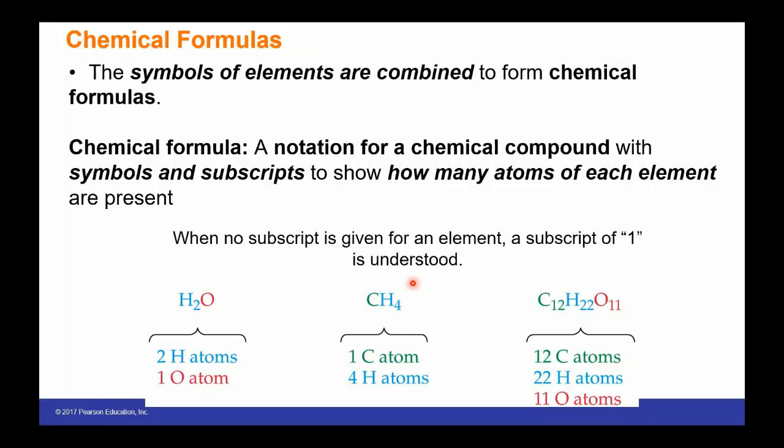When we're doing a chemical formula, the symbols of elements are combined. Notice here that H2O, we've got 2 atoms of hydrogen and 1 atom of oxygen. CH4, we've got 1 atom of carbon, 4 atoms of hydrogen. C12H22O11 shows us that we have 12 atoms of carbon, 22 atoms of hydrogen, and 11 atoms of oxygen. This is actually not glucose. It's a sugar. So notice that a chemical formula always is going to have the number of atoms present for each element that is within the compound. Notice that for 1 atom, we don't have a subscript.